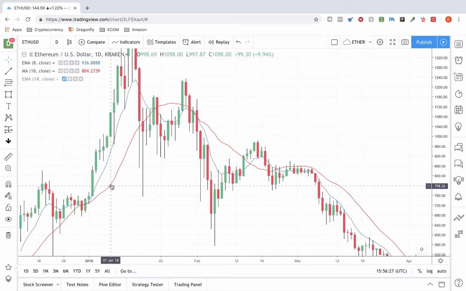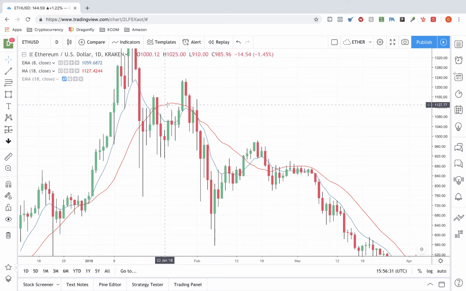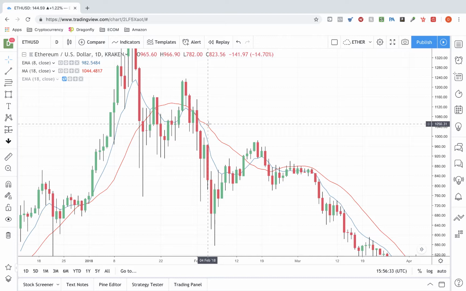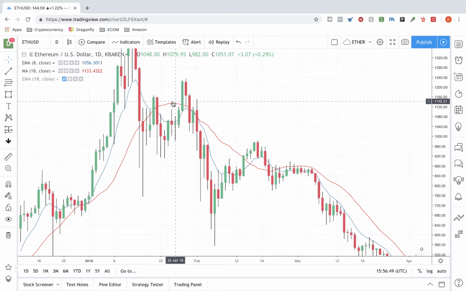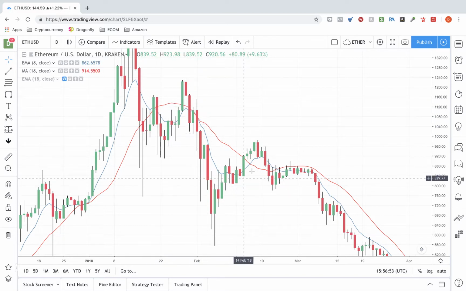Now, when the red is on the bottom, we are in an uptrend. When the red is on the top, which is the 18 EMA, or excuse me, the 18 MA, when that is on the bottom, then we're on an uptrend. When it crosses over to the top, like it does here, we are in a downtrend. So, crossed over, it is on top, we see what happens, big downtrend.